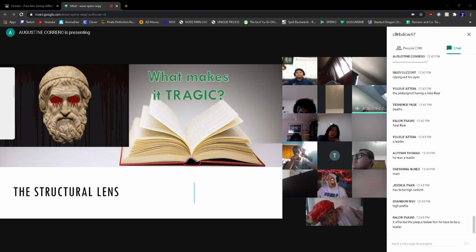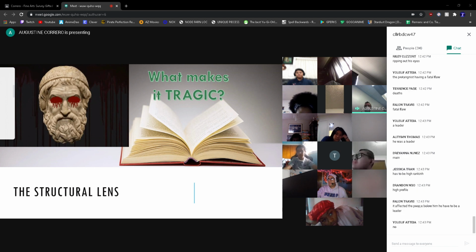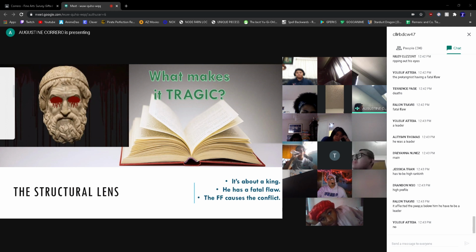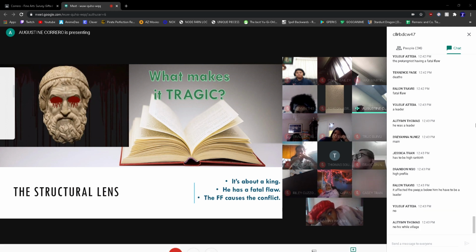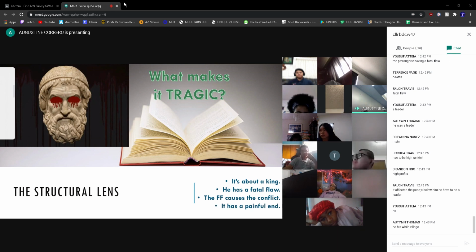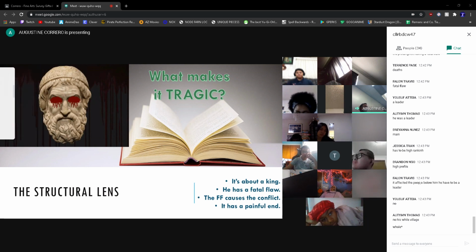Now, does the fatal flaw only affect him? Oh, yeah. Fallon just said it affects the people below him, and he has to be a leader. So all these things, it's about a king. He has a fatal flaw. The fatal flaw causes the conflict. And then, yes, there's the problems at the end, the painful ending. There doesn't have to be death or violence. You could have a tragedy just because somebody, maybe their family leaves them. That's tragic if the other pieces are in play.